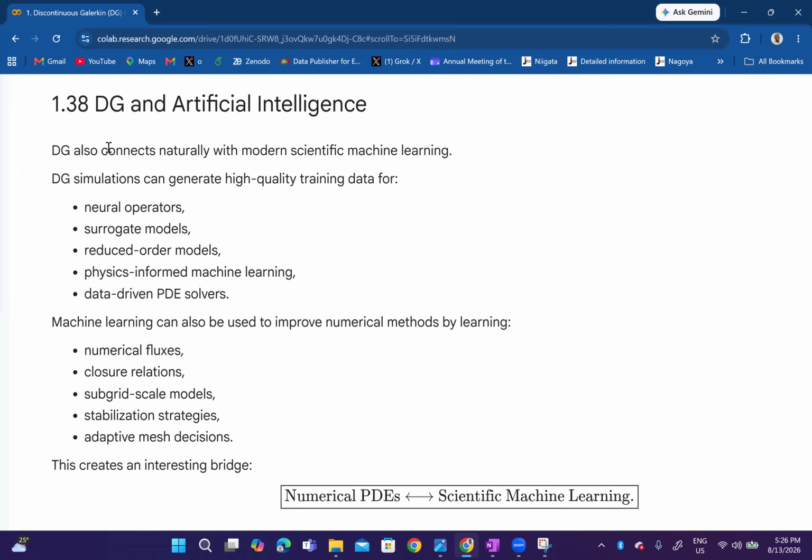Discontinuous Galerkin also connects naturally with modern scientific machine learning. DG simulations can generate high quality training data for neural operators, surrogate models, reduced order models, physics informed machine learning, and data driven PDE solvers. And then, on the other hand, machine learning can also be used to improve numerical methods by learning numerical fluxes, closure relations, subgrid scale models, stabilization strategies, adaptive mesh decisions, and this creates an interesting bridge. Numerical PDEs leading to scientific machine learning, and scientific machine learning leading back to numerical partial differential equations.